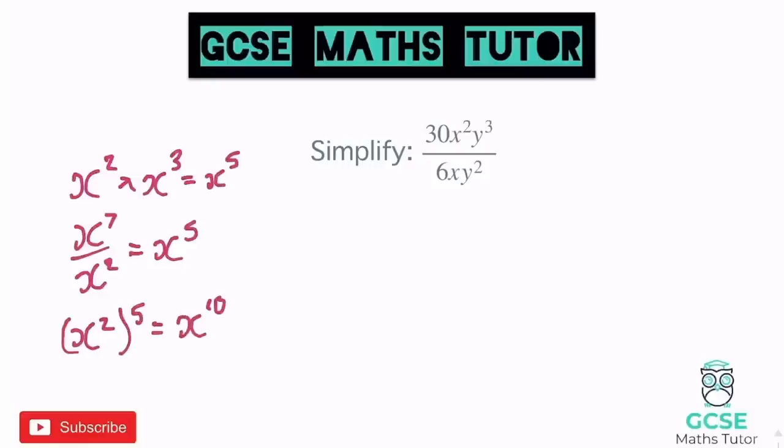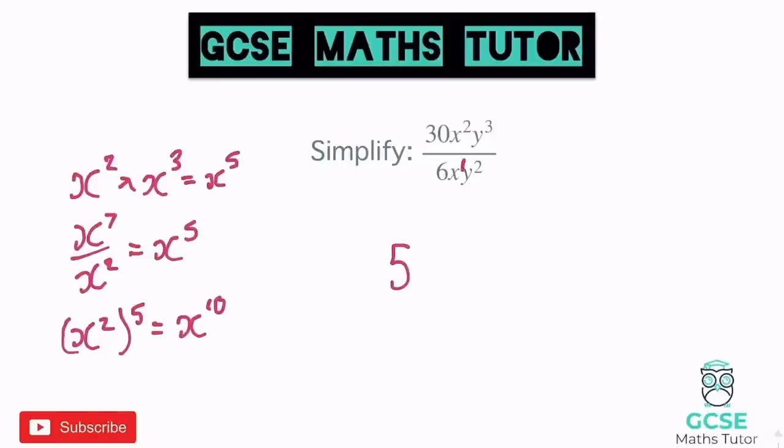Now having a look at this one, we've got 30x squared y to the power of 3 on the top and 6xy squared on the bottom. So we're doing a divide. Now we've got these numbers on the top and the bottom, 30 on the top, 6 on the bottom. So numbers always just divide numbers, so 30 divided by 6 gives us 5. Now individually looking at the letters, we've got an x squared, and on the bottom we've got an x.